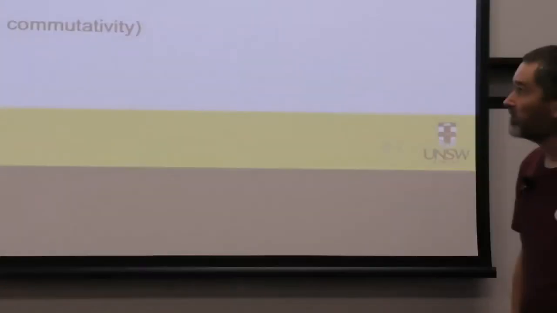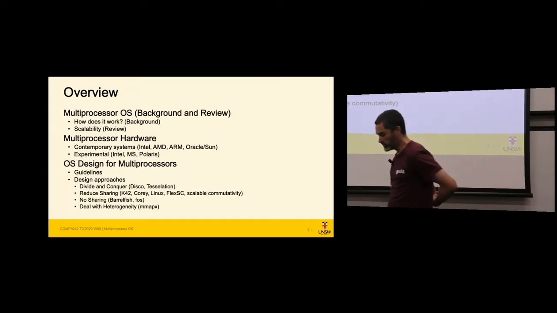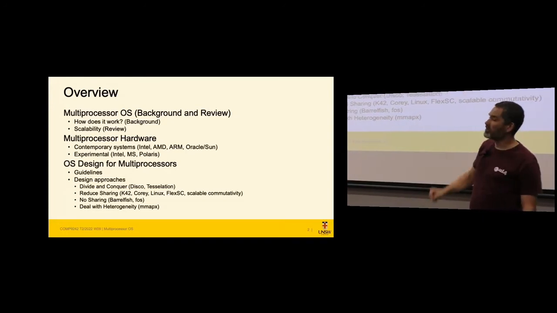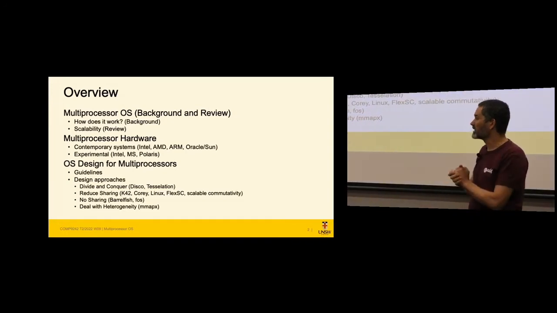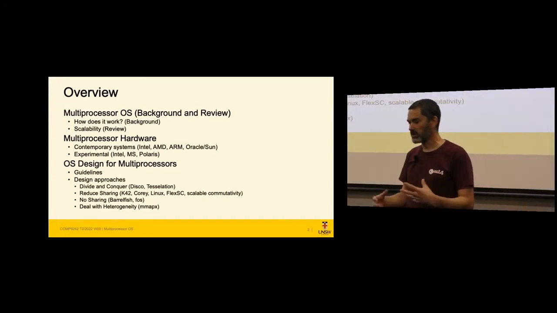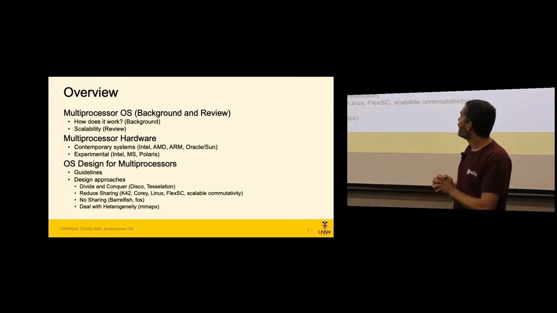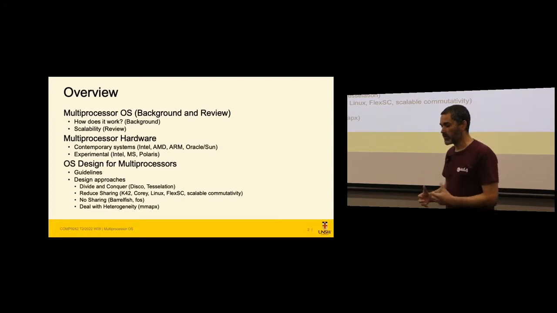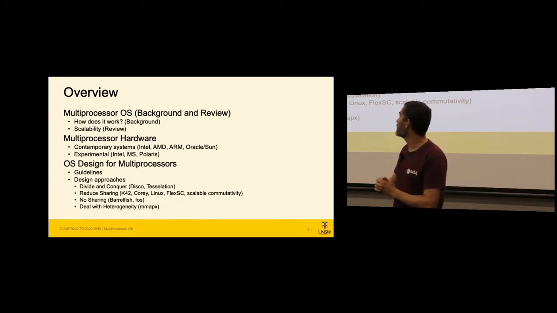This is Part 2 of a two-part lecture. Last time on Tuesday, we talked about the background of what multiprocessor OSs are. What's the idea of a multiprocessor OS? How is it in principle supposed to work? And then what is the main issue behind building and running a multiprocessor OS? And that issue is scalability.